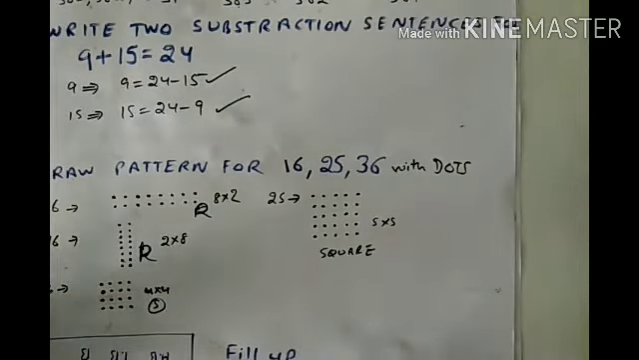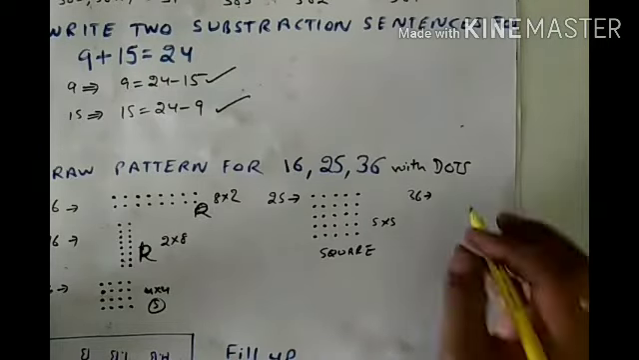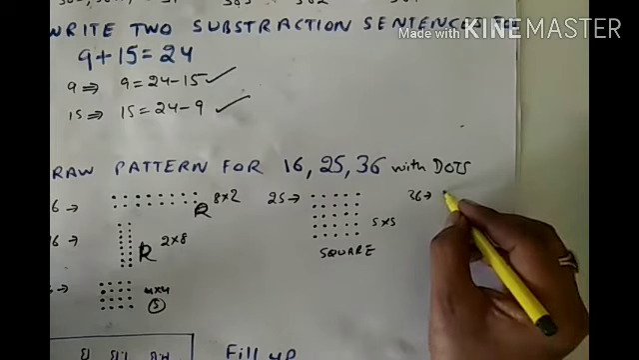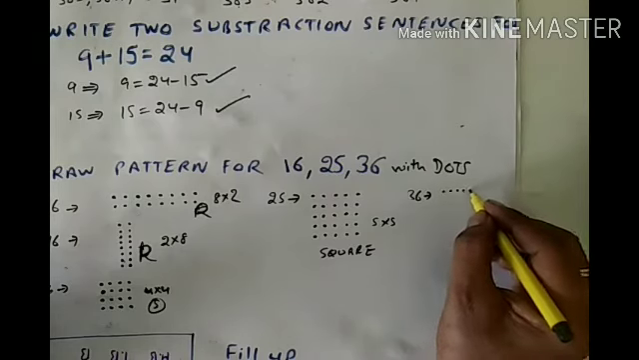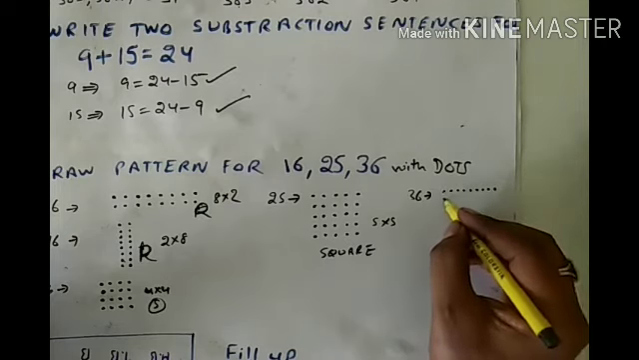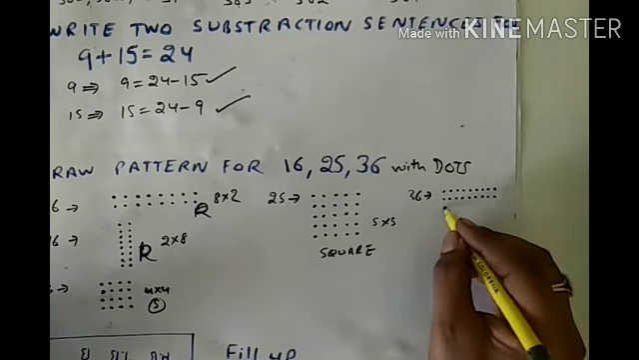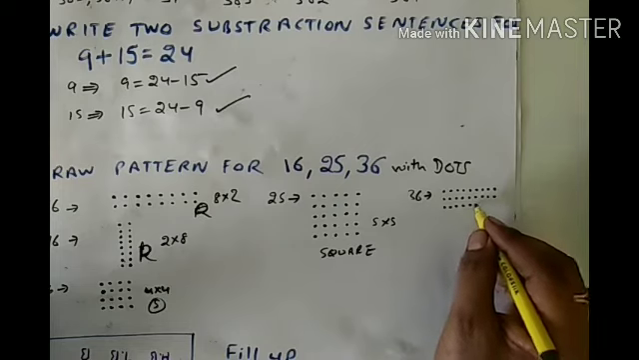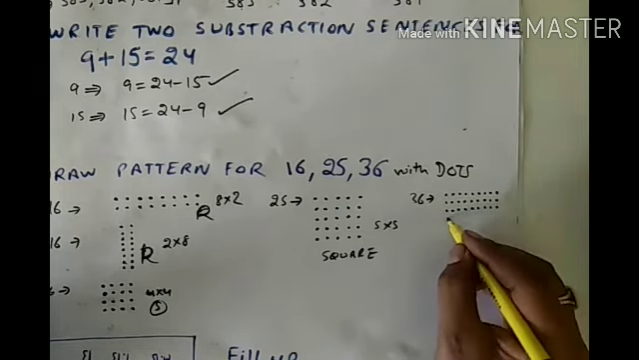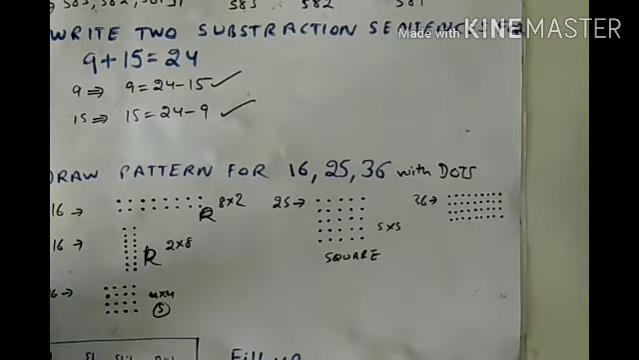Now similarly 36 can be derived. 18, and then 1, 2, 3, 4, 5, 6, 7, 8, 9 in each row, four rows. So now the 36 dots have been completed, and what type of pattern is this? This is a rectangular pattern.